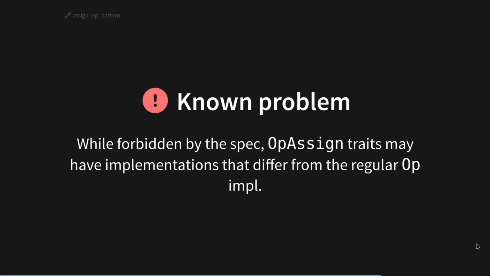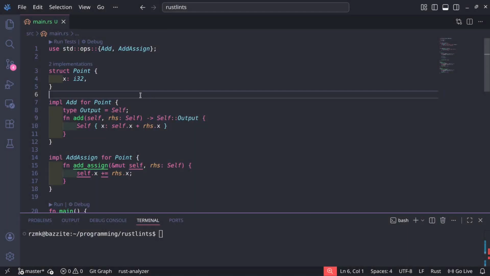Now there's a known problem with this lint in particular, where the assignment with the op assign trait might be implemented differently than what's expected with the regular op implementation. So let me demonstrate this more clearly with an example. I have a Rust file where we'll demonstrate this issue.